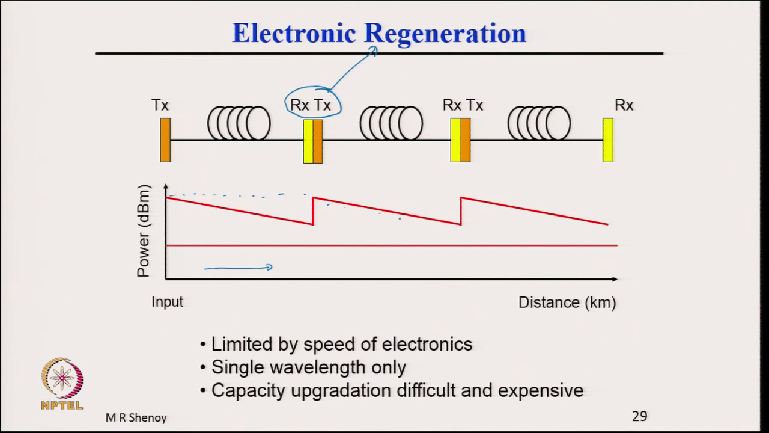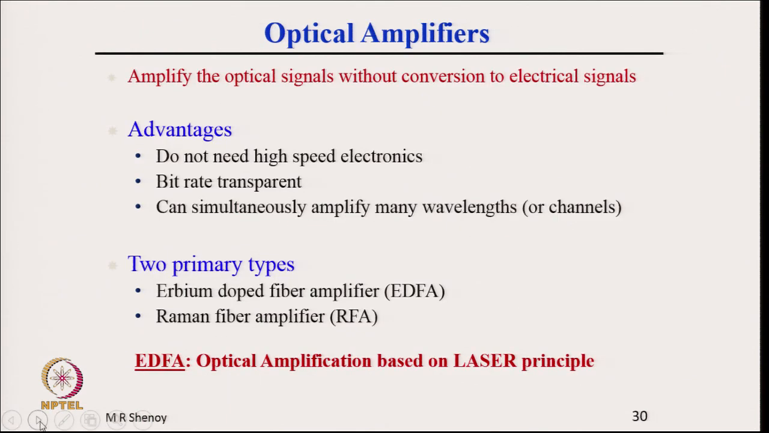And again the attenuation leads to drop in power, which is again regenerated. The entire sequence of bits, 1s and 0s, are regenerated and then retransmitted. But this regeneration is done primarily by electronics, and therefore, the speed is limited by speed of electronics. Further, this can be done for one wavelength at a time, and therefore, the capacity upgradation becomes very difficult and expensive. Now, if you go for optical amplification, it amplifies the optical signals without conversion to electrical signals. Therefore, the speed bottleneck is not an issue here.